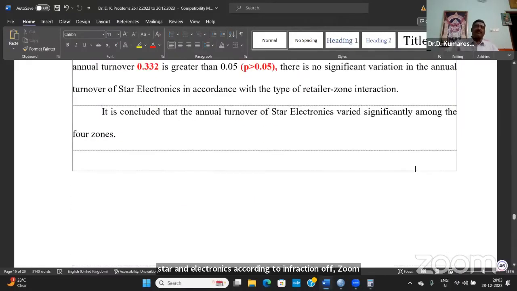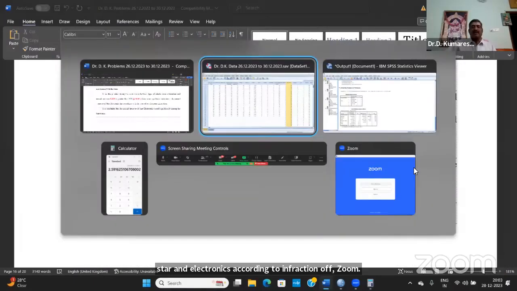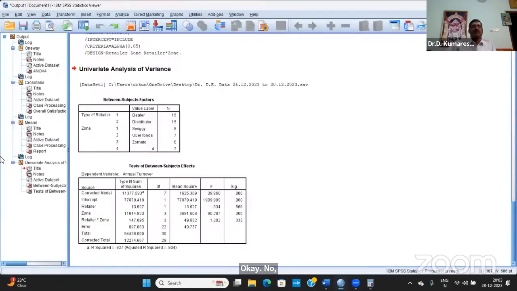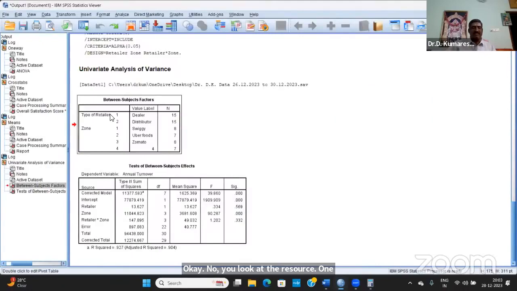Okay. Now, you look at the results. One more table is given. That is just numbers.